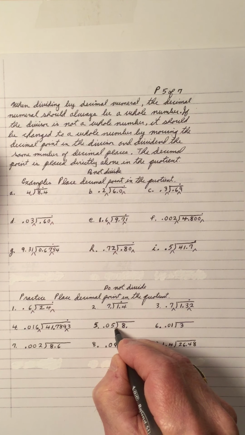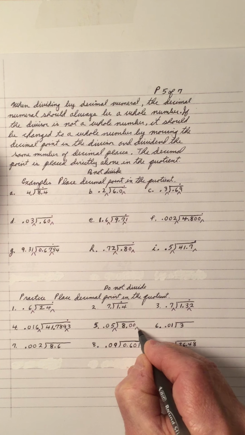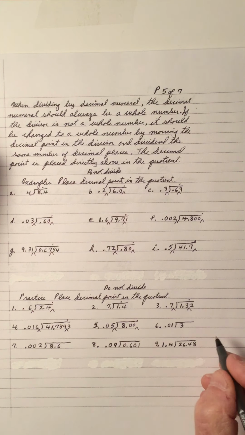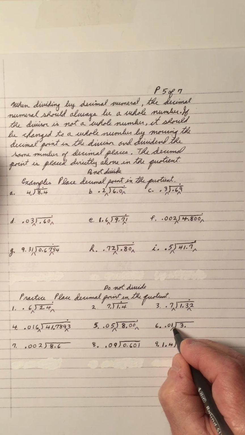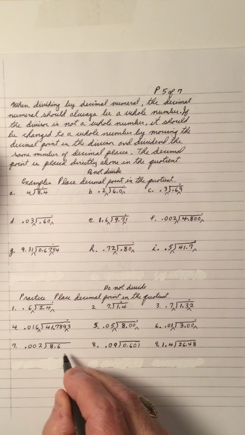So I move it 2 places in my divisor, 1, 2. So I have to put 2 zeros on to move it up. Now as you can see, I'm dividing 5 into 800. And I got a decimal in my 3 on the right. So I move it 2 places and move it 2 places, move it up.